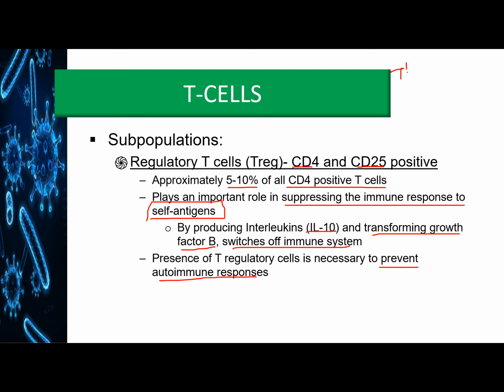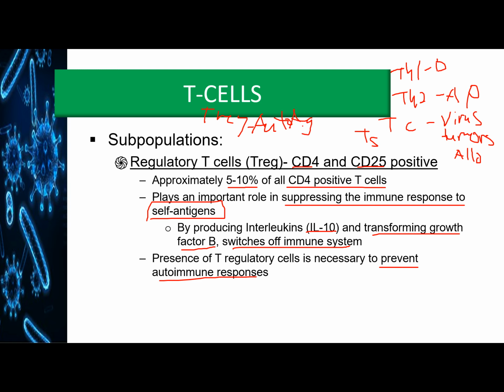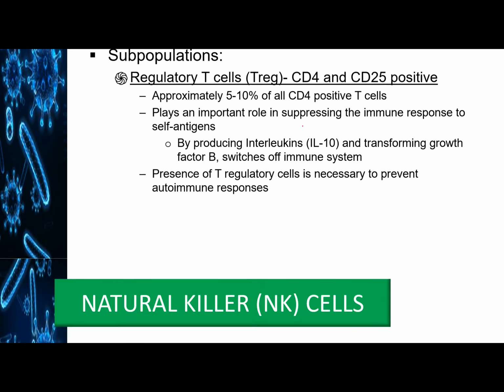So, pakitandaan, pag T helper 1, bacterial. Pag T helper 2, allergies or parasitic. Kapag T cytotoxic, viruses, tumors, allografts. Kapag T suppressor, regulates creation of antibodies. And kapag TREG, autoantigens. So those are the things you need to take note of the subpopulations ng T cell, as well as the different surface marker.